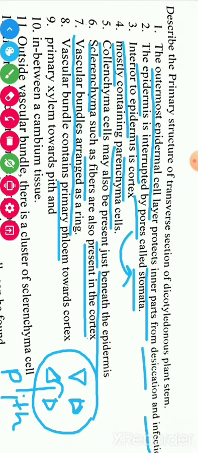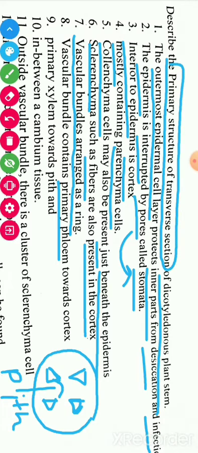Now we are talking about the primary structure of the transverse section of a dicot plant stem. That is why they mention this: the vascular bundle consists of primary phloem towards the cortex. So it's pointed towards the cortex. Primary xylem is towards the pith. So primary xylem is pointed towards the pith. Use these words only.